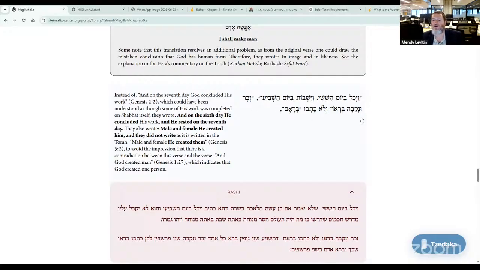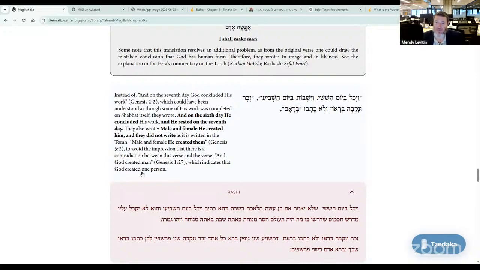Zachar unekeva bara'am, and not 'baram' - He didn't write 'He created them.' He wrote about man and woman, meaning to say that there shouldn't be a misunderstanding. They were not created at first as two different beings. He wrote it to avoid the impression that there is a contradiction with the verse 'God created man,' which indicates that God created one person.